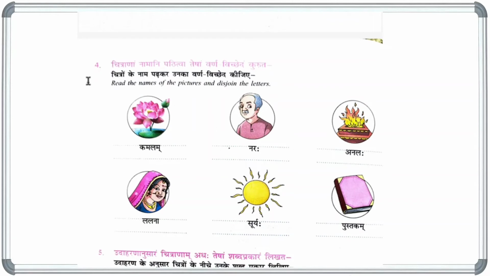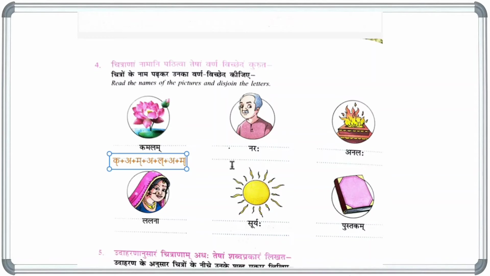Now come to the fourth main question: Chitranam namani patitva tesham varnavichedam kuruta. Here it is asked to read the names of the pictures and disjoin the letters. First let us start reading the words. The first word is Kamalam. Let's disjoin this word. Kamalam has ka halant plus a, ma halant plus a, plus la halant plus a, plus ma halant. Kamalam. This is how we disjoin the word.